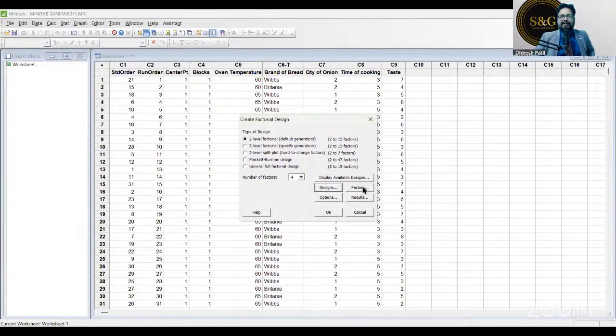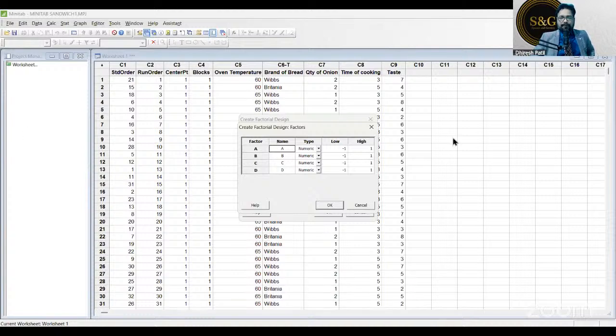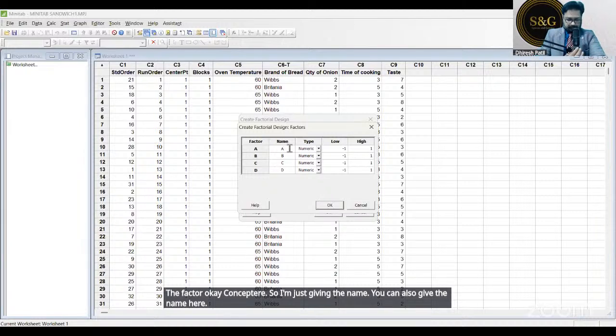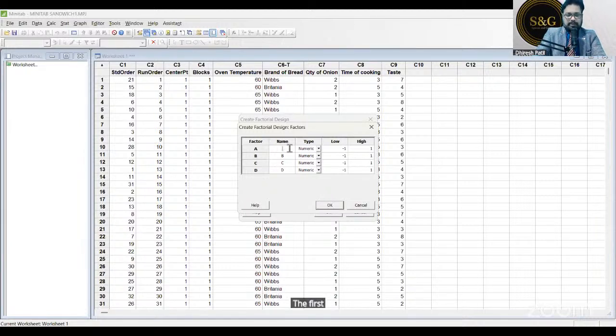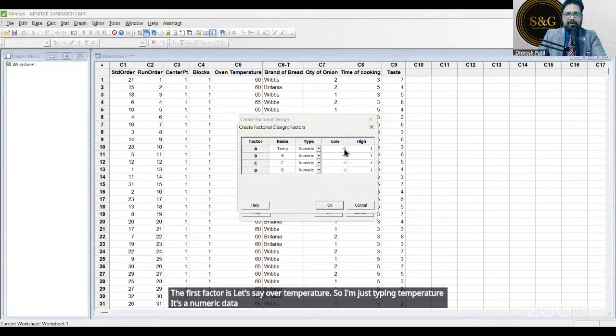Now go to factors. Here we have to give the factor. Okay. Which factors are there? So I'm just giving the name. You can also give the name here. The first factor is, let's say, oven temperature. So I'm just typing temperature. It's a numeric data. The lower level of oven temperature is 60. So I'm just typing 60 here, and the higher level is 65.